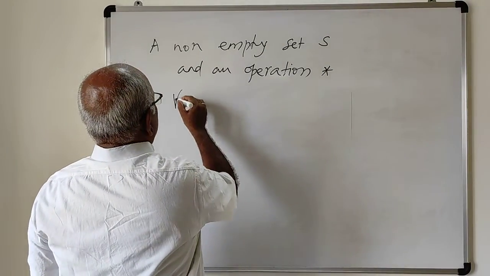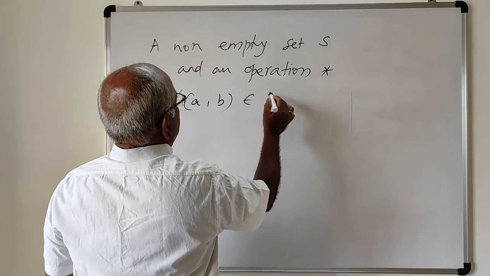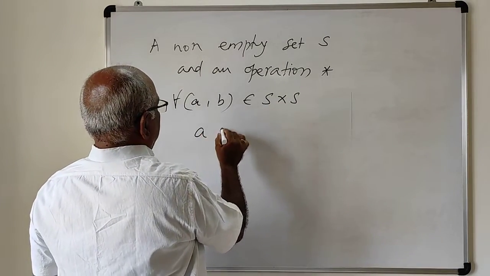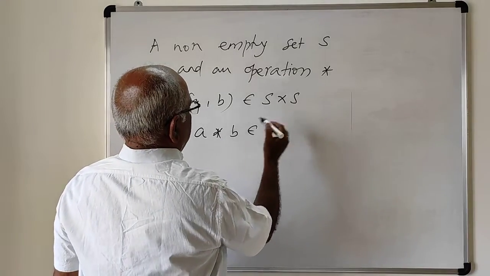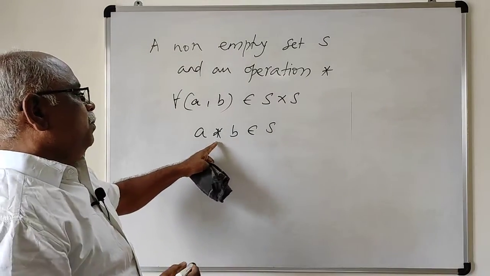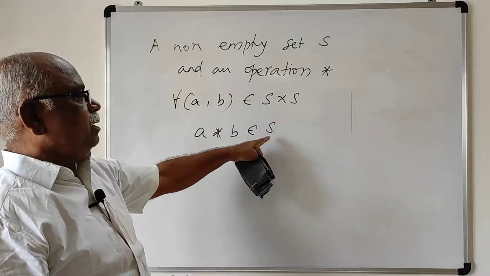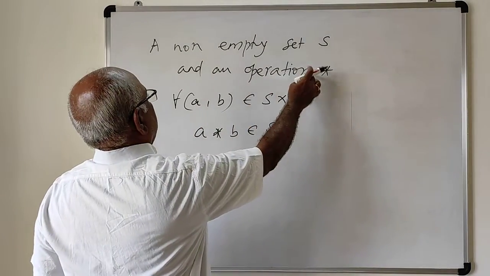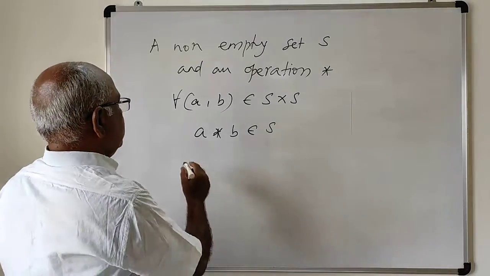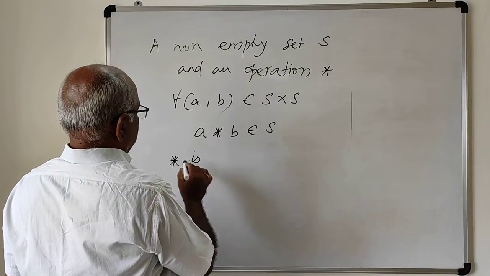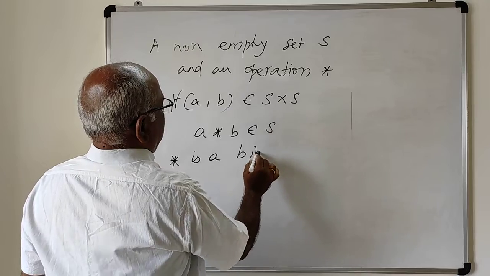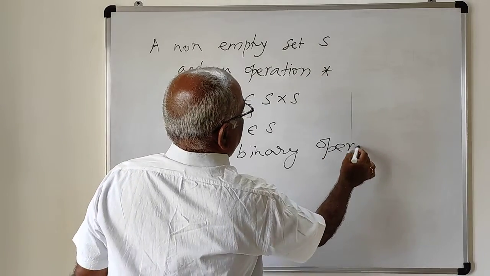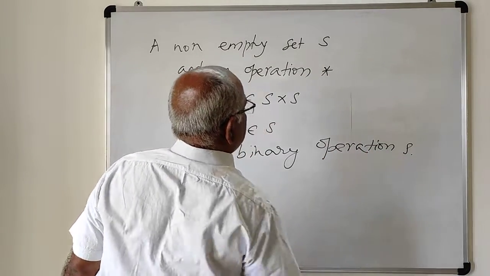That is, for every ordered pair (a, b) in the set S cross S, a star b also belongs to the set S. This operator operating with the elements a and b is again an element in S. If it is so, then the star is a binary operation on S. This we have seen.